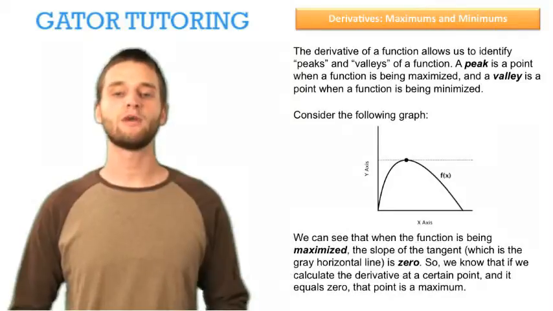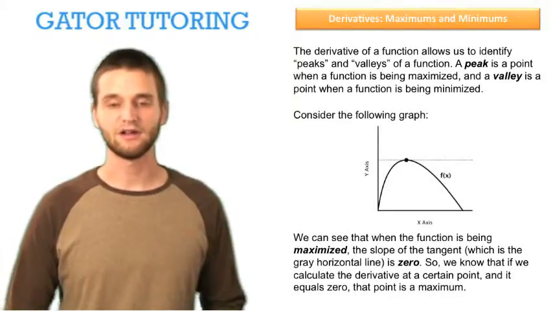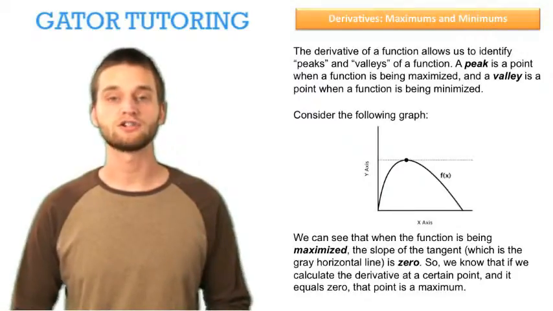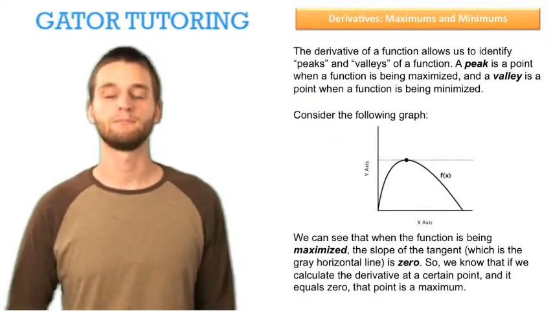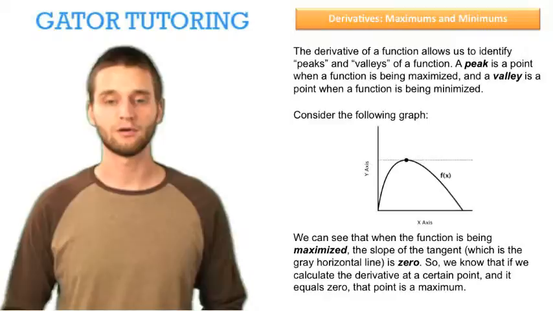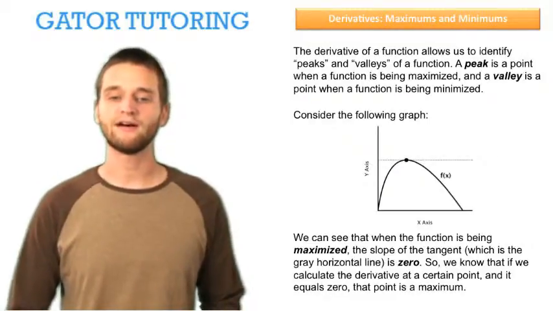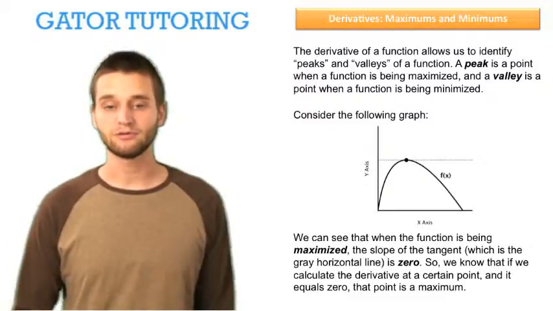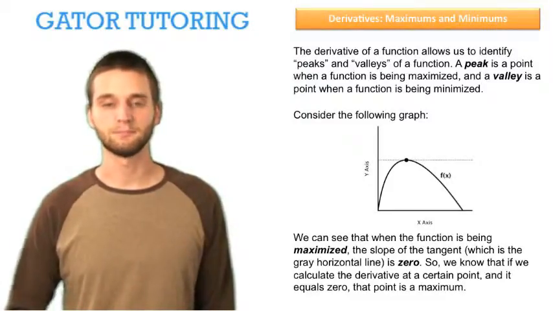We can see that when the function is being maximized, the slope of the tangent at that point, which is the gray horizontal line shown in this figure, is 0, because the slope of a horizontal line is 0. So we know that if we calculate the derivative at a certain point on our function, and it equals 0, that point is a maximum.